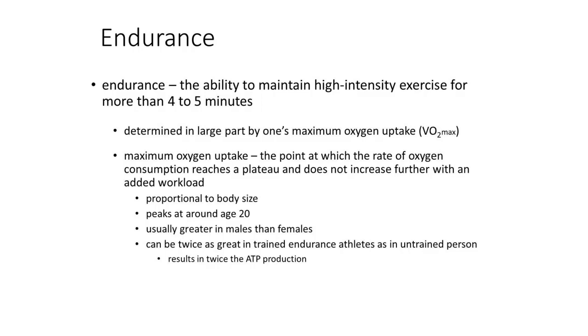But it can be twice as great in trained endurance athletes as in an untrained person, and this results in twice the ATP production. Meaning, if you want to run a marathon, you need to train for it. You need to train your body to take in as much oxygen as possible and to get your systems working so that you can create as much ATP as possible to fuel your muscles.